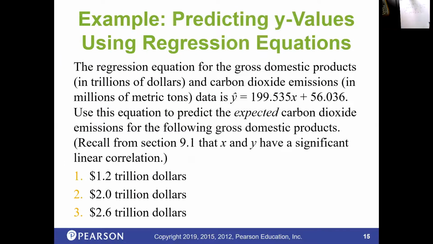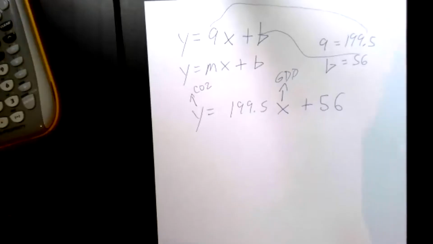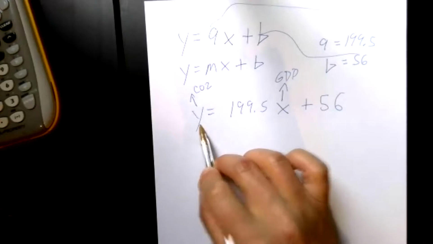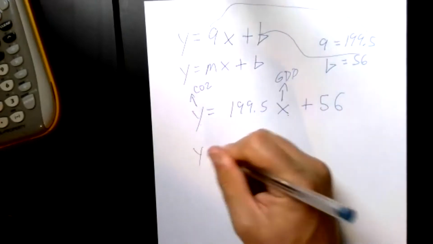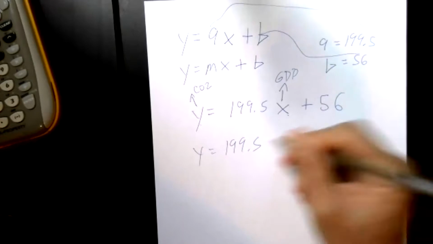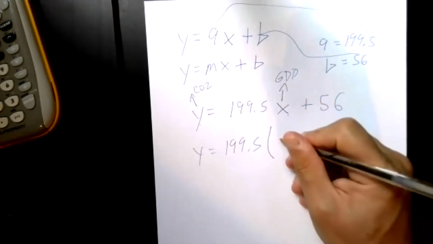Now, what we can do is make predictions with this equation. So they're saying, all right, what if the GDP is $1.2 trillion? We already have the formula we need. We simply take this 1.2 and plug it into the equation. We know that y equals CO2, x equals GDP. We simply plug in the 1.2.